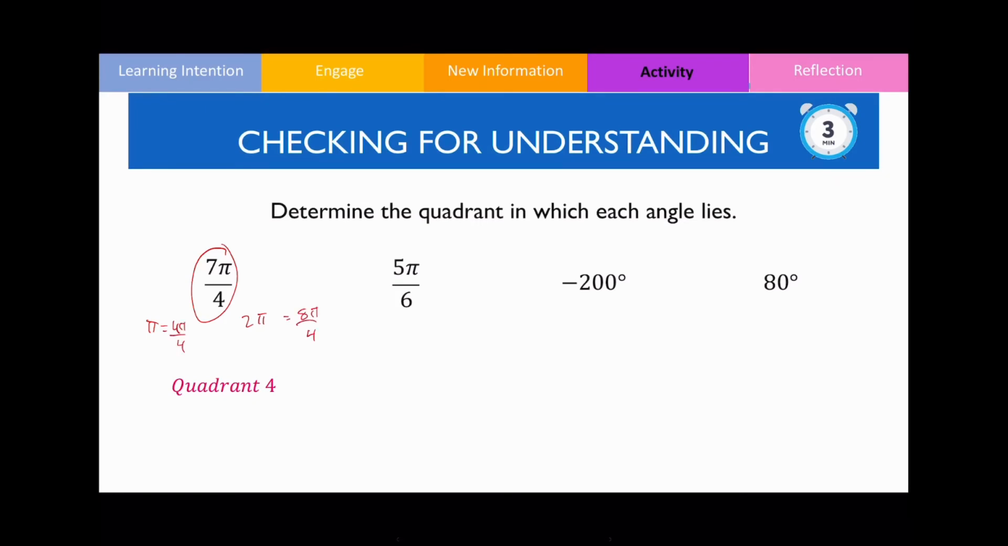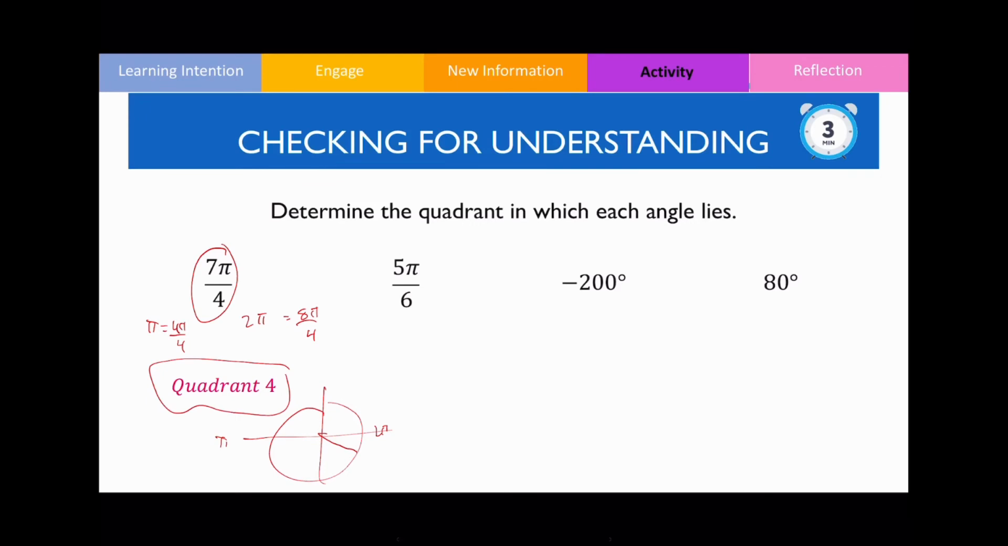And once I do that, I then ask myself, okay, is 7 pi on 4 closer to 2 pi, which is 360, or is it closer to pi? In this case over here, 7 pi on 4 is closer to 8 pi on 4, so that's closer to the 4th quadrant. So that's how I got my answer over here.